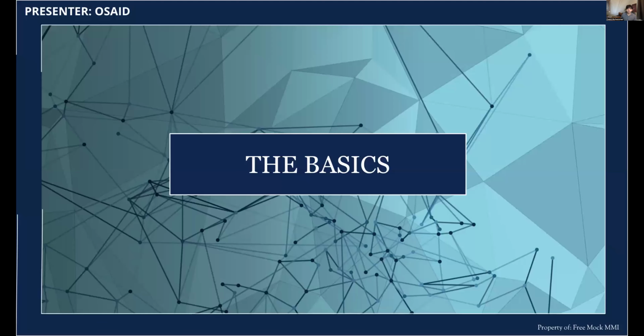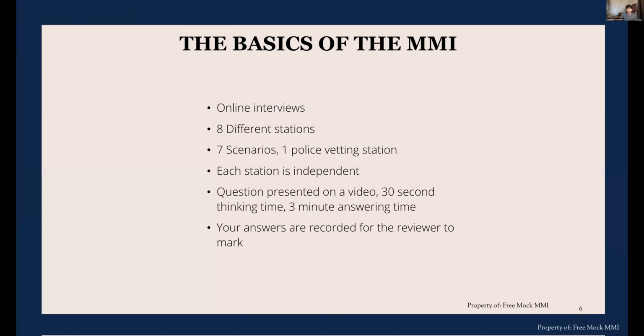So let's get started with the basics of the MMI. The MMI at UOA is conducted online. You're going to have 8 stations total, as I mentioned before. That police vetting station is just a standard background check. There's nothing to really stress about. The critical thing to understand is that each station is completely independent from each other station. So if you do poorly in one station, it doesn't matter. It's not going to carry over to another station. You're going to get a clean slate every single station.